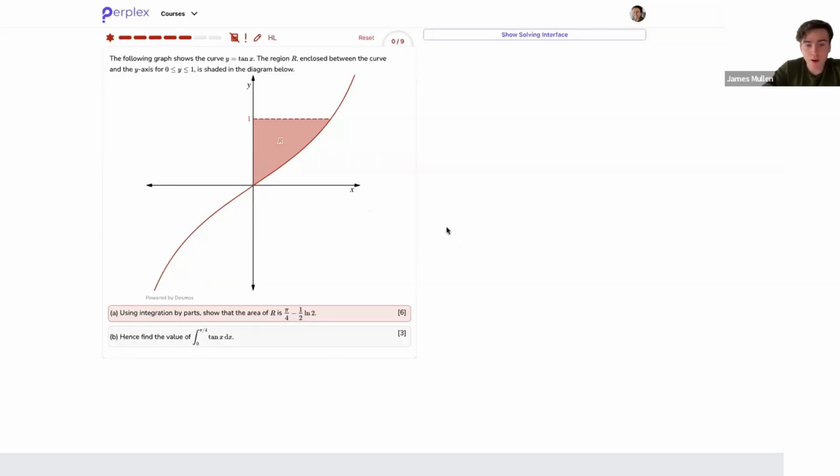Okay, so now we want to find the area enclosed under the graph of tan of x between 0 and pi over 4. So this is the curve of tan of x. And let's see, what is tan of pi over 4? Tan of pi over 4 is equal to 1, which means that this is x is equal to pi over 4.